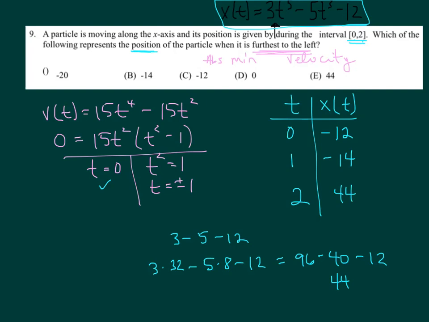So looking at those, I want to know which one is furthest to the left. Well, that would be which position is the absolute smallest. So that would be right here. The absolute smallest would be a position of negative 14. And which of the following represents the position of the particle? It doesn't want the time, it wants the position, and so negative 14 would be your answer.